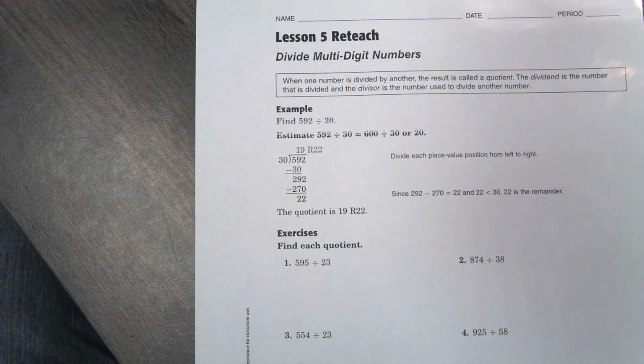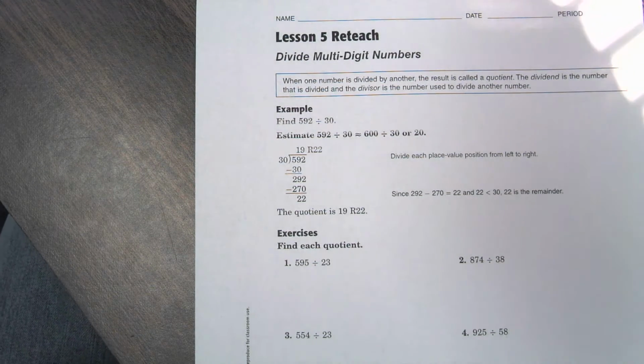I want you guys to get back in the habit of doing long division on paper and not using a calculator. So when one number is divided by a number, the result is called a quotient. We talked about that the other day. The dividend is the number that is being divided. The divisor is the one that is used to divide the other number.